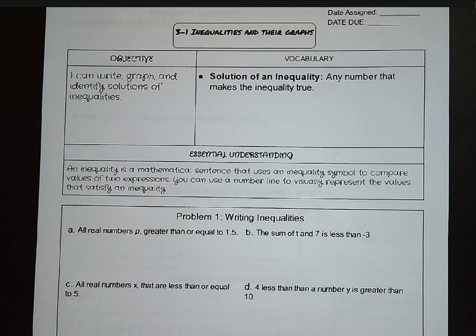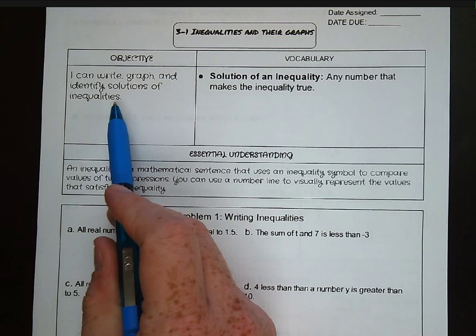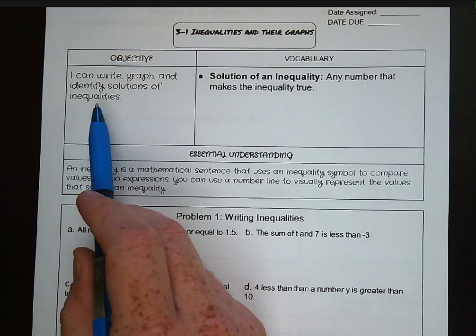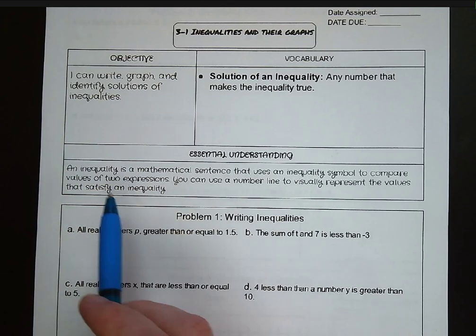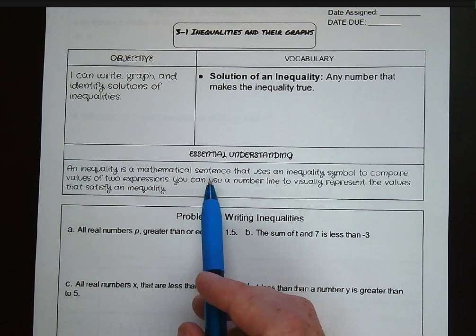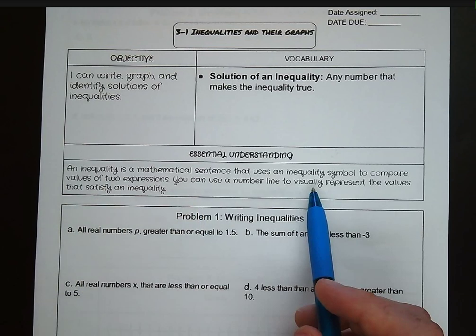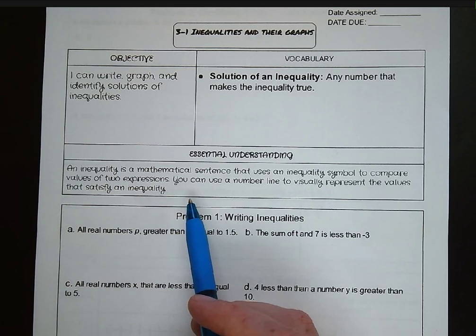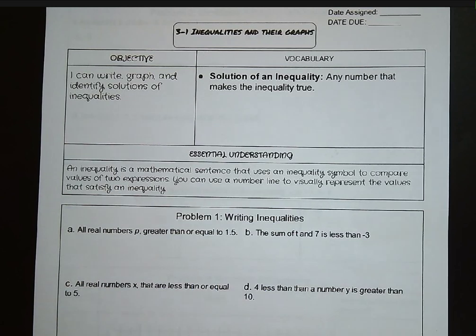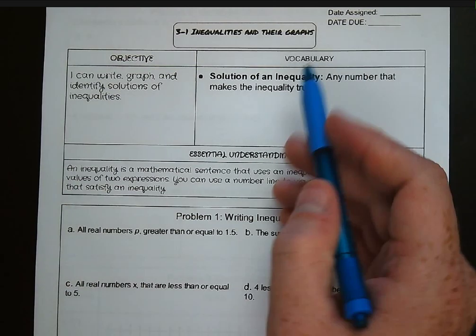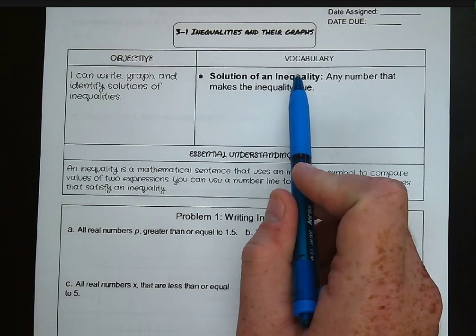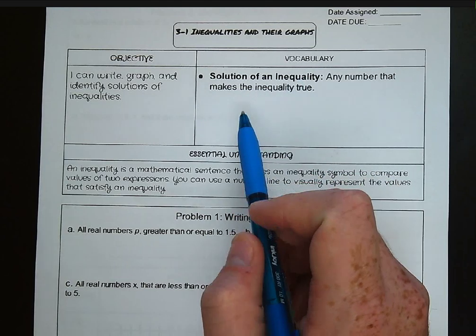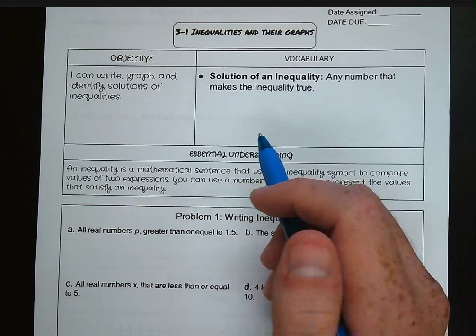Our objective for this lesson is that I can write, graph, and identify the solutions of inequalities. Our essential understanding is an inequality is a mathematical sentence that uses the inequality symbol to compare values of two expressions. You can use a number line to visually represent the values that satisfy an inequality. Our vocabulary term, the solutions of an inequality are any number that makes the inequality true.